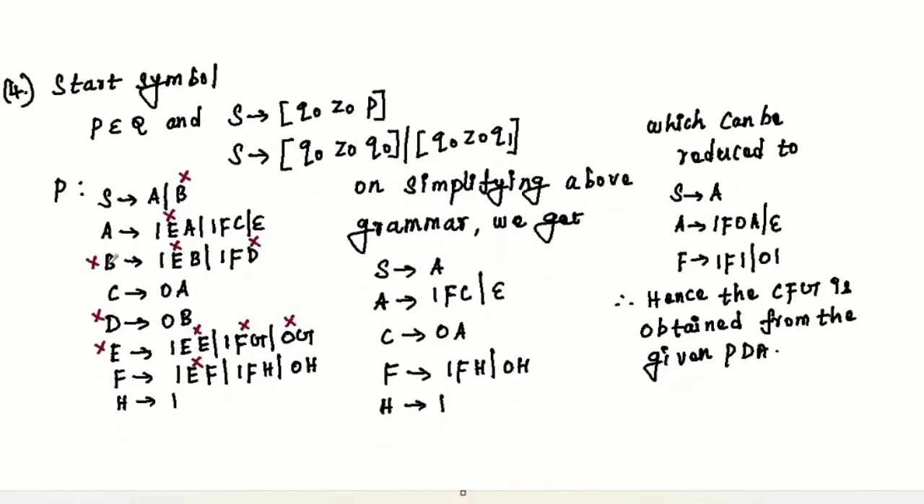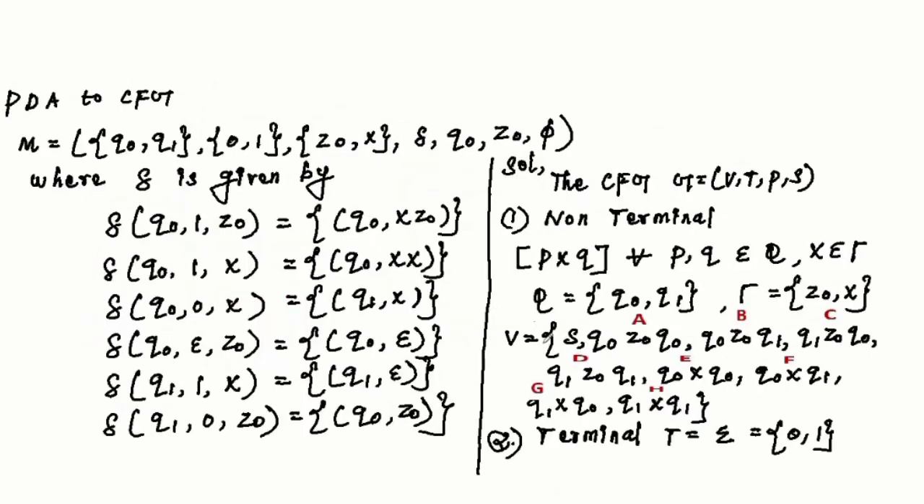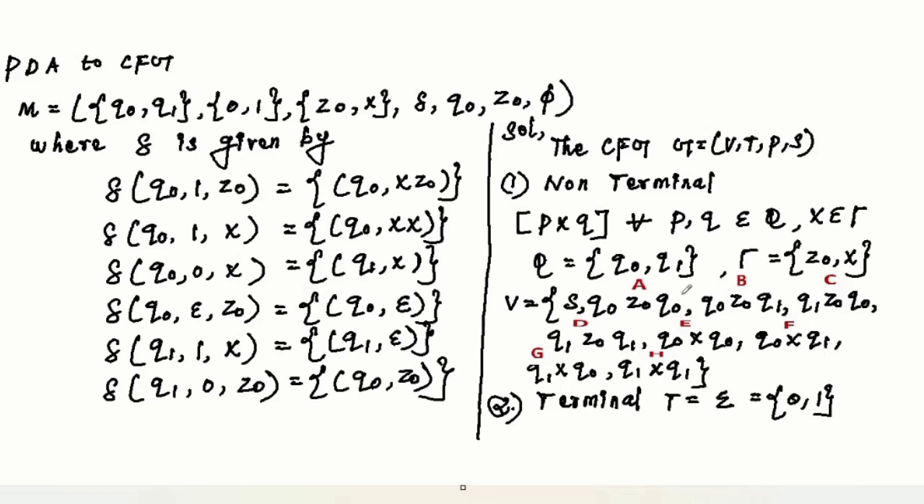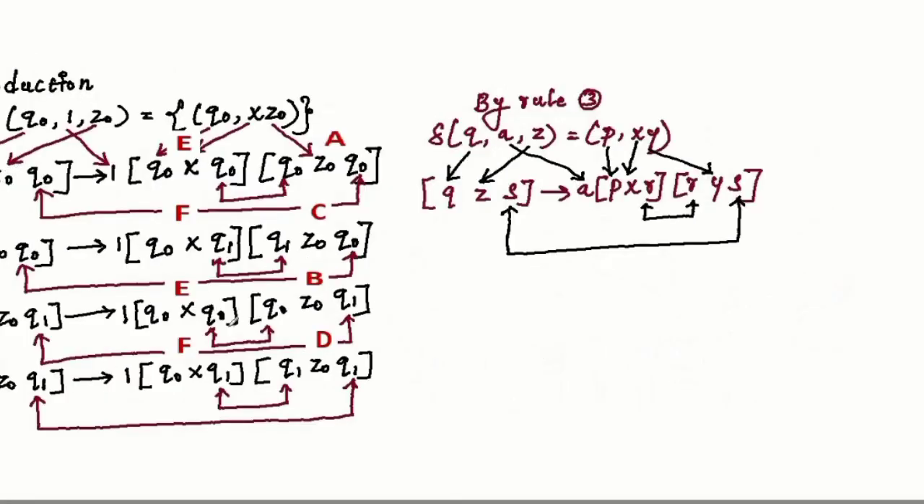Then finally, we will write the context-free grammar. How do we write the context-free grammar? In the first step, for the non-terminal set capital V, we wrote all possible combinations of states with the stack symbol Z0 and X placed in the middle. Each of these combinations is now assigned a unique name for simplicity, starting from A, B, C, D, E, F, G and H. Similarly, in step 3, wherever these combinations appear, we replace them with their corresponding names A, B, C, D up to H and so on.